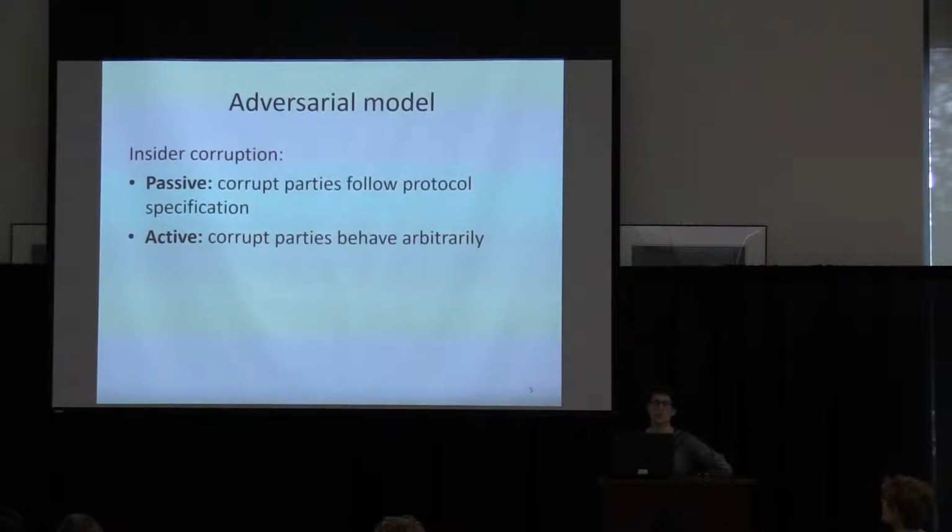So what is the security notion? First of all, let's fix the adversarial model. For the crypto people here this is clear, but we're talking about insider corruption when we think about MPC. There are two kinds that we can consider. We can consider passive corruptions, where corrupt parties still follow the protocol specification, but are trying to learn more than they're supposed to learn. And then there's the stronger version, active corruption, where corrupt parties can behave arbitrarily. So we make no assumptions on how they behave. They can ignore the protocol specification, send malformed messages, send messages out of place, you name it.